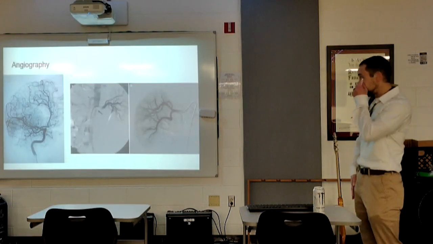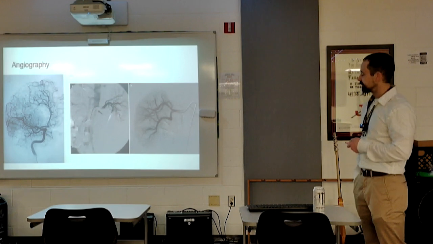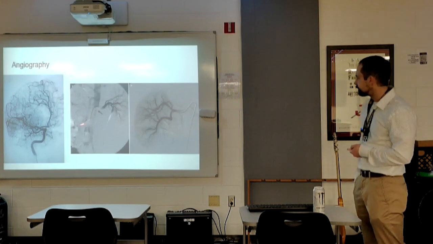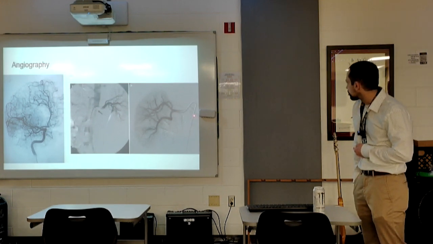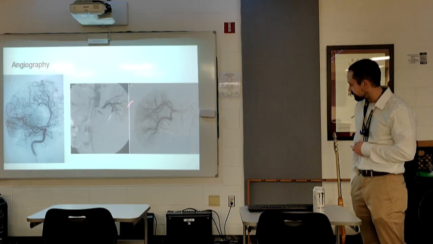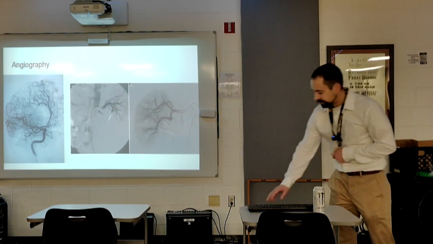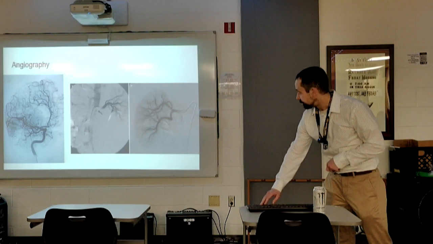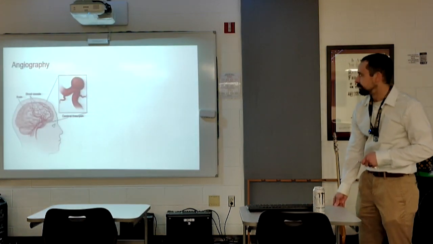Just a couple examples of angiography images. This is the brain, and this is selective catheterization of a renal artery. They inject contrast, and you can see a kidney here. So why would they want to do this? What's the point? Here's an example.